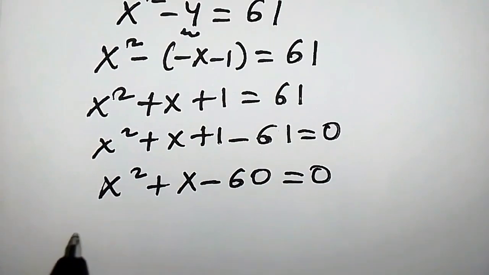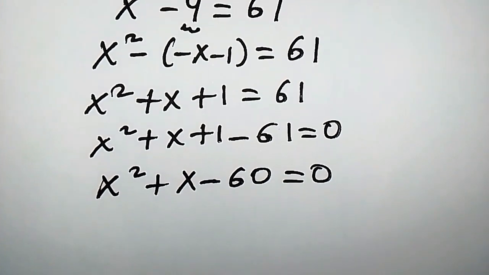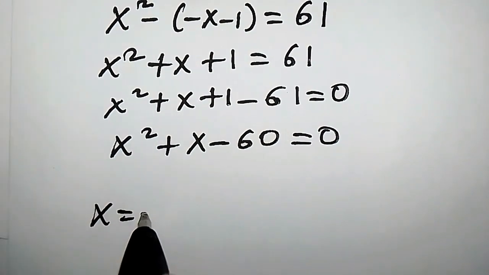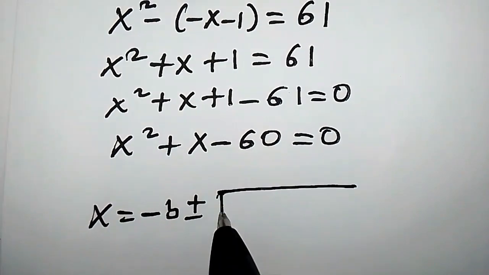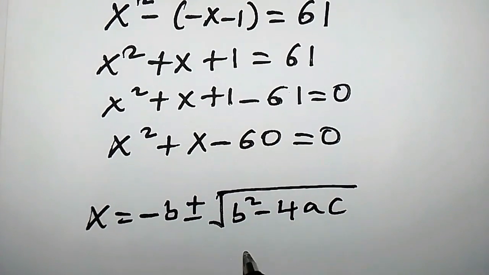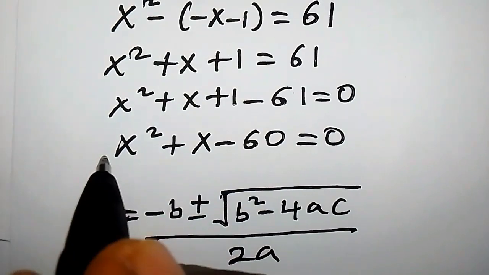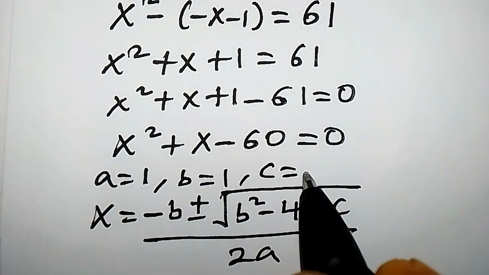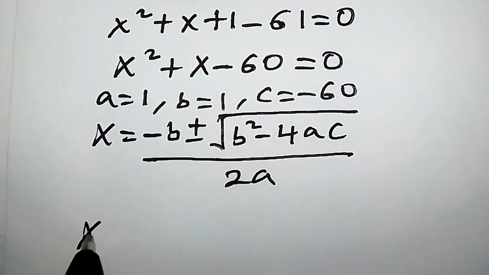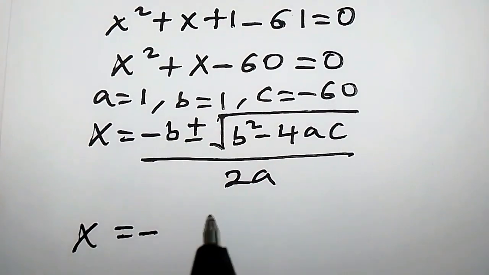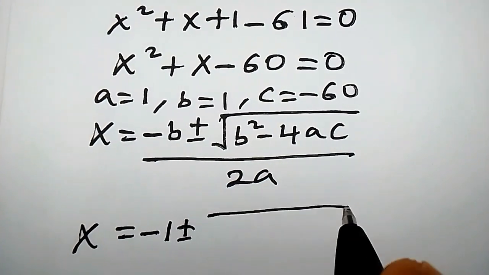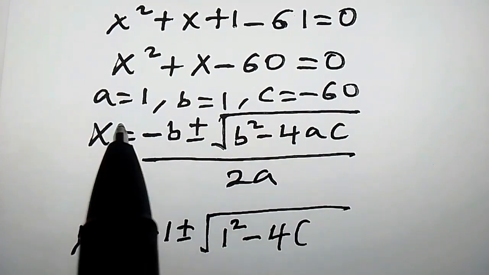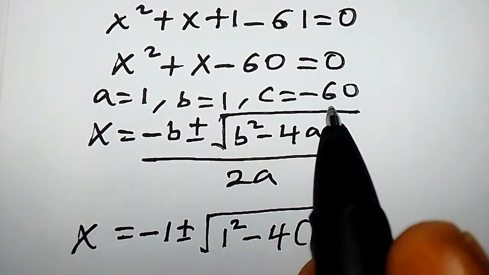You will notice that we can solve this quadratic equation using the quadratic formula because it is not factorizable. The quadratic formula says x is equal to minus b plus or minus square root of b square minus 4ac, divided by 2a. From this equation, a is equal to 1, b is also equal to 1, and c is equal to minus 60. X is equal to minus, what is b? B is 1, plus or minus square root of b square, that will be 1 square, minus 4 times, what is a? A is 1, times, what is c? C is negative 60.